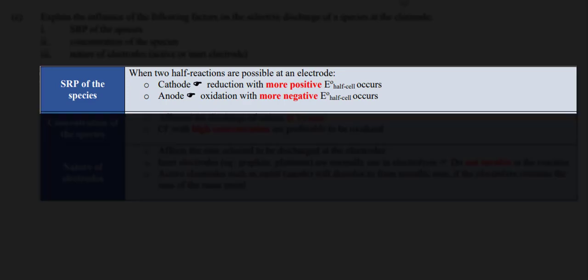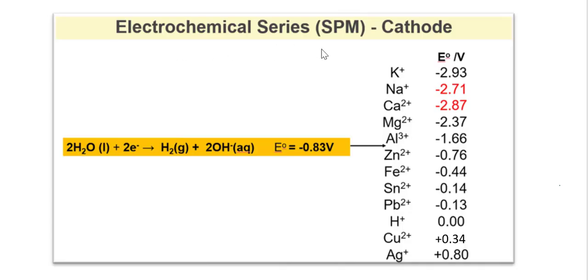The first factor is the standard reduction potential of the species. When there are two half-cell reactions possible at an electrode, we are going to choose the one with the more positive E value for the cathode and the more negative E value for the anode. This is the electrochemical series that you had memorized in SPM.